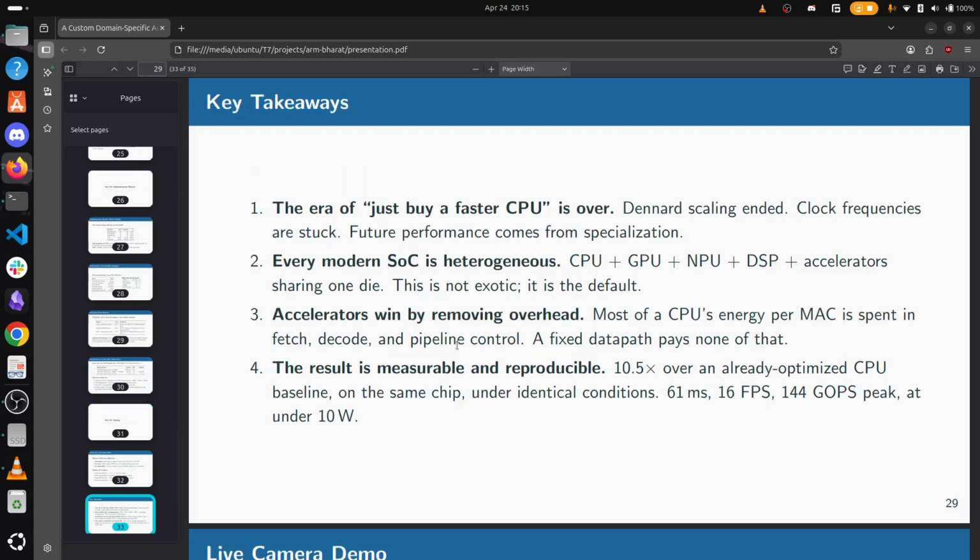So the key takeaways are that we cannot just buy a faster CPU anymore. The clock frequencies are not increasing from megahertz to gigahertz to further beyond. It has reached a saturation point. So this is why we need custom accelerators. We have CPUs, which are general purpose. It is the intelligent machine.